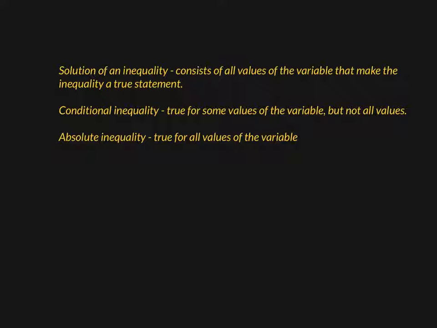All right, some more vocab. We have a solution of an inequality. That just consists of all values of the variable that make the inequality a true statement. So everything that we can plug in for x to where maybe the left side is less than the right side, or where the left side is greater than the right side. A conditional inequality is where we have an inequality that's true for some values of the variable, but not for all values. And then the absolute inequality is where it's true for all values of the variable. We're going to go over some examples of this next.